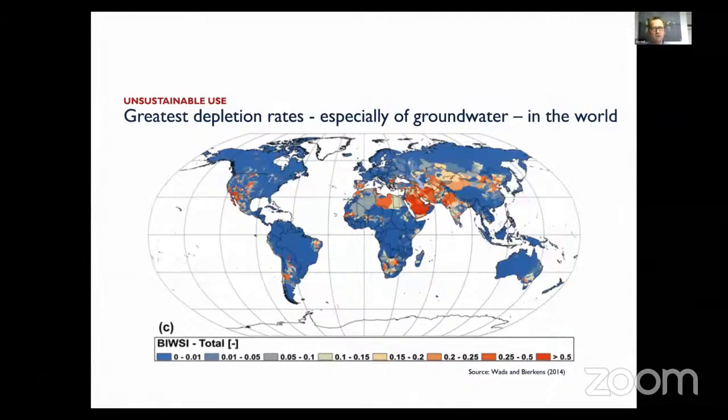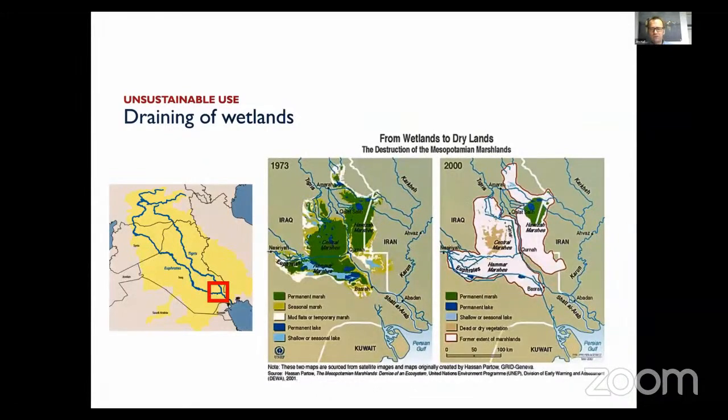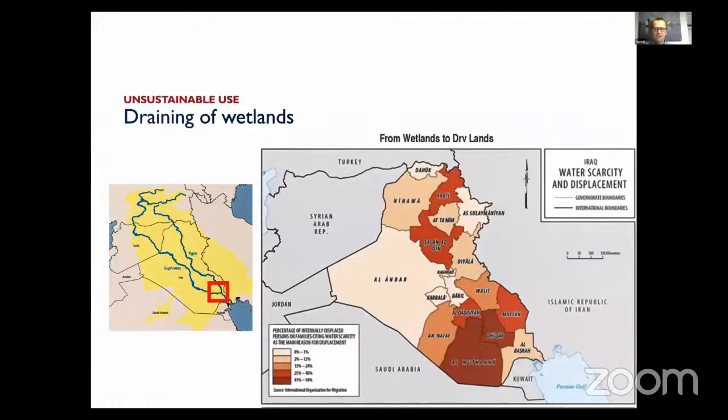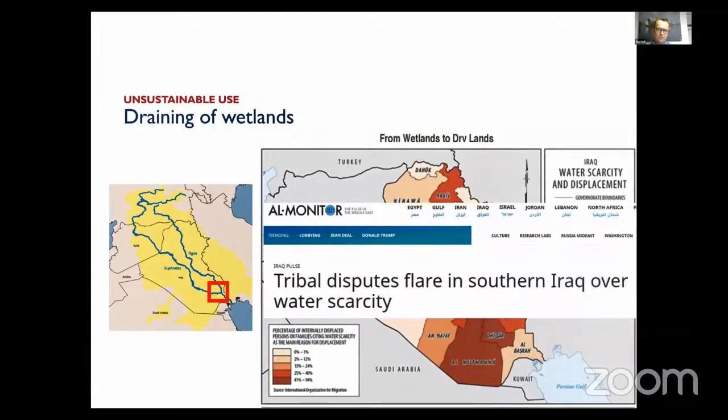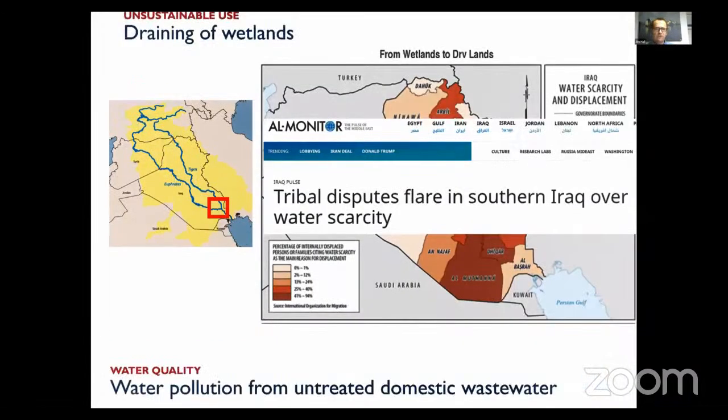So rates of groundwater depletion, which we can monitor these days with satellite data, are dramatic in parts of the Arab world. In terms of environmental impacts, the draining of wetlands, as we've seen in the lower part of the Euphrates and Tigris basins, has led to large-scale changes to the aquatic landscape, which has led to increases in aridity, and also issues associated with displaced persons who were previously dependent upon those aquatic environments, which has led potentially to questions of conflict for those displaced persons.